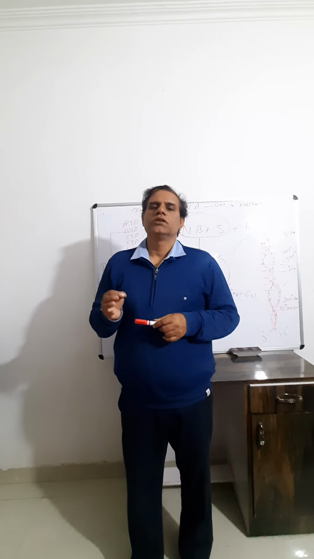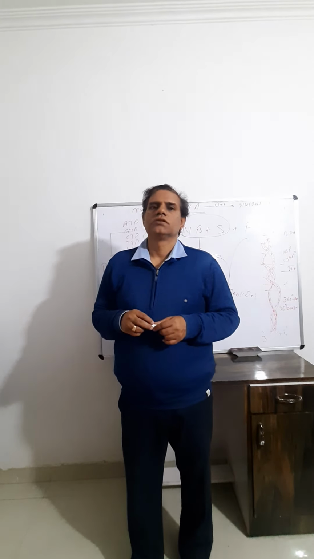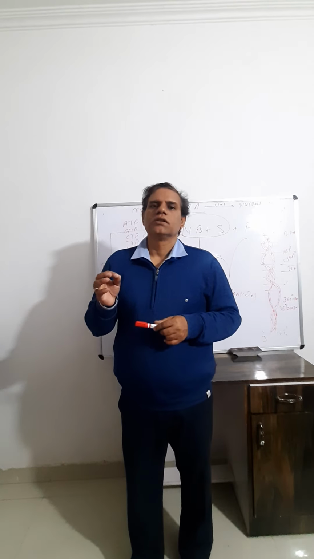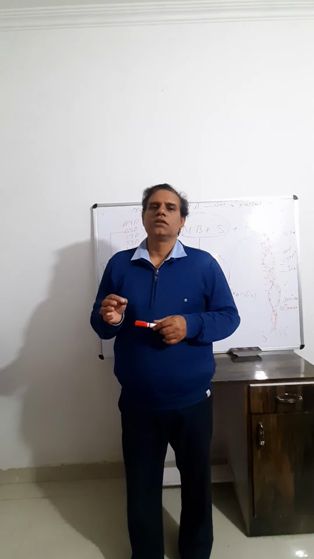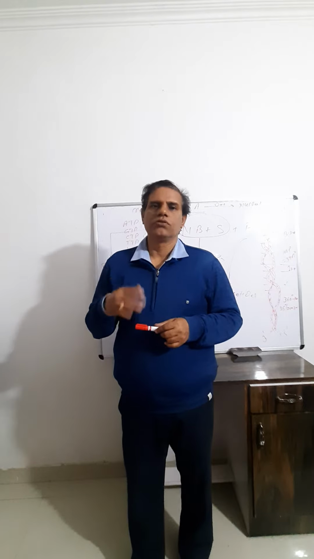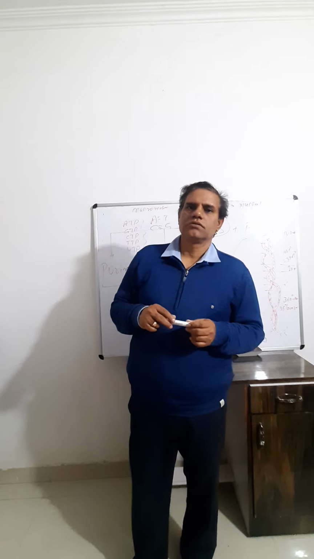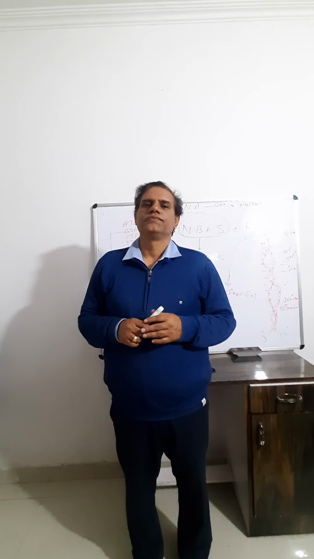The most common RNA, with the maximum percentage in the cell, is ribosomal RNA, around 70 to 80%. Transfer RNA is around 10 to 15%, and messenger RNA is very little, around 3 to 5% of the total cellular RNA. So these are the different types of RNA.